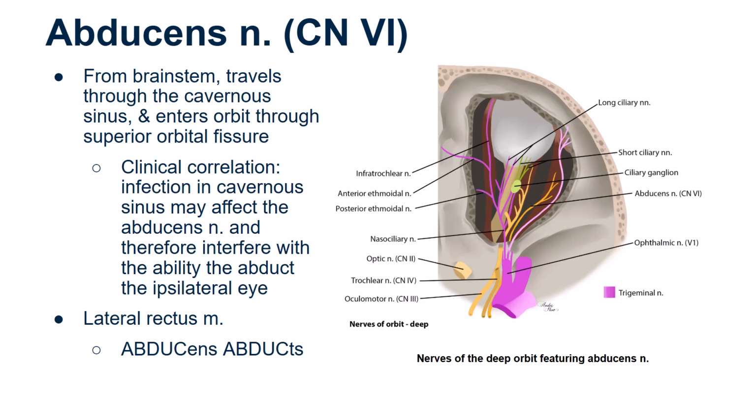The abducens arises from the brainstem, travels directly through the cavernous sinus, and enters the orbit through the superior orbital fissure. Because of its path through the cavernous sinus, that makes the abducens nerve most susceptible to a cavernous sinus thrombosis, the earliest clinical sign of which would be the inability to abduct the eye. Abducens innervates exactly one muscle, and that is the lateral rectus muscle, and abducens abducts or moves the gaze laterally.